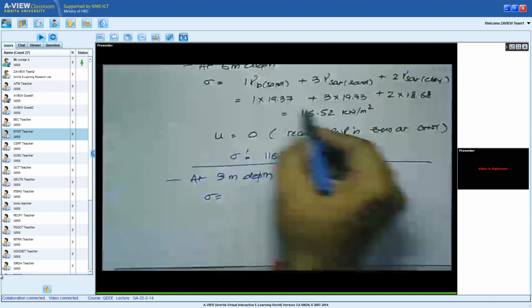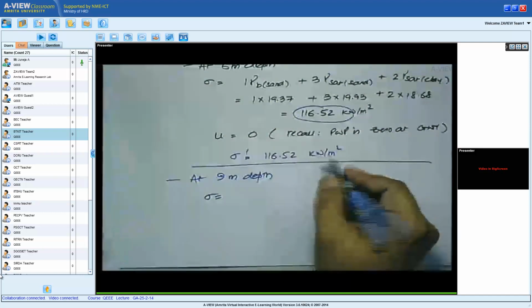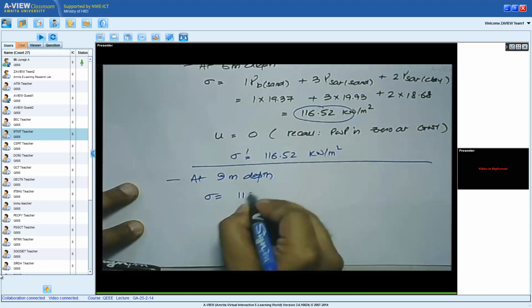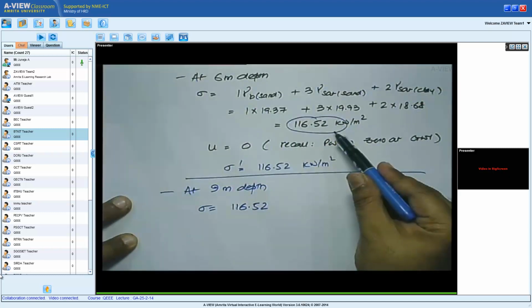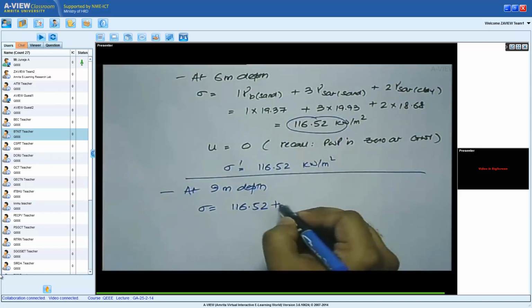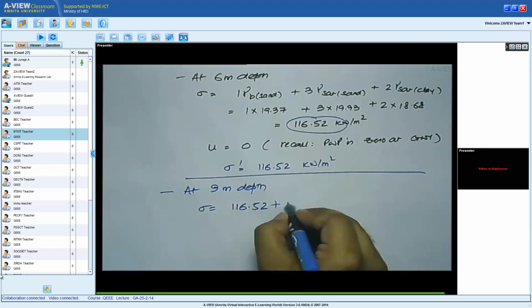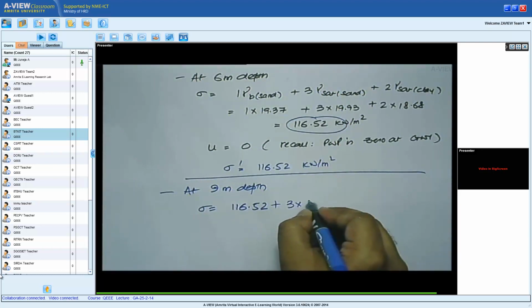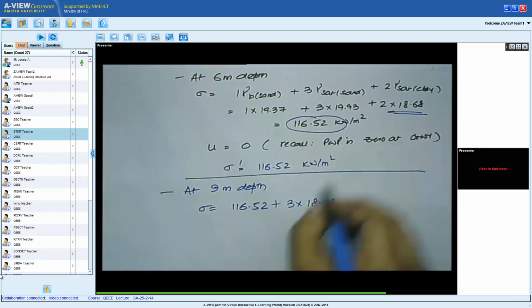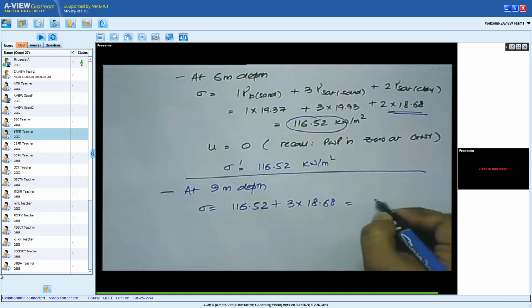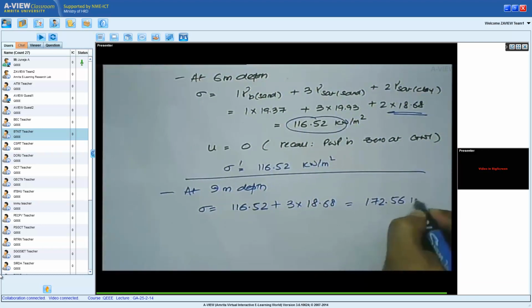So up to 6 meters I have 116.52. I'm not going to redo this again. So I've taken this number from the top figure, which is 116.52, plus the 3 meters of clay, which is 3 times, I think it's 18.68. Yes, it's 18.68. If you plug in your numbers, you should get 172.56 kilonewton per meter square. Again, that's your total stress.